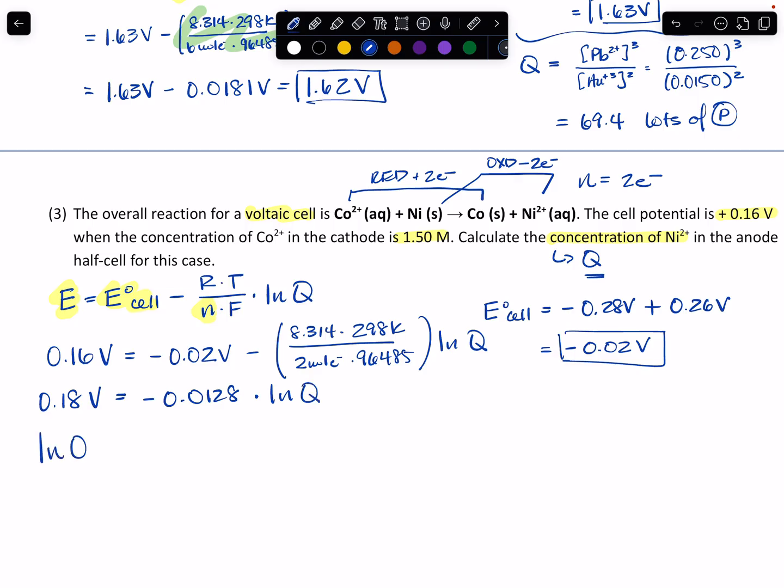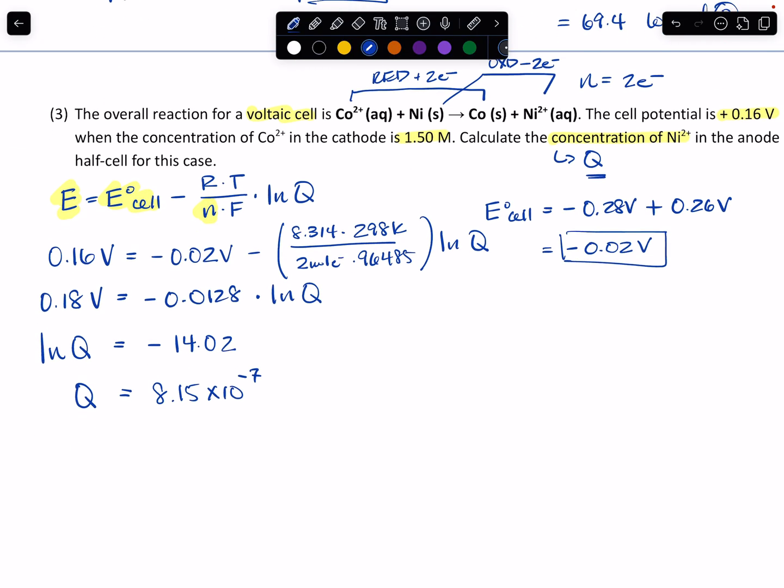So the natural log of Q is going to be equal to negative 14.02, which means that Q is going to be equal to 8.15 times 10 to the negative 7. That's our ratio of products to reactants. And we know that Q is equal to the products, which is nickel 2+ ions, divided by the reactants, which is cobalt 2+ ions. They don't have any coefficients, so I don't need any powers.